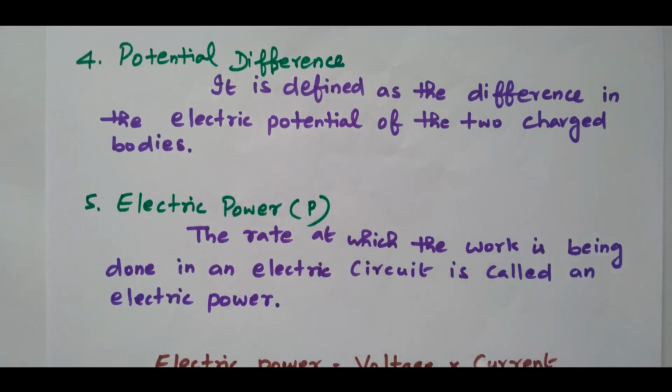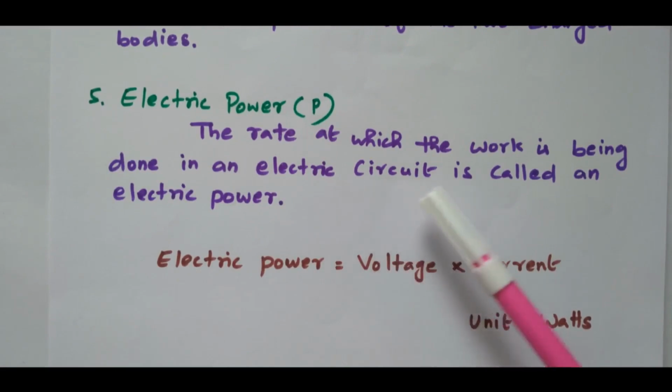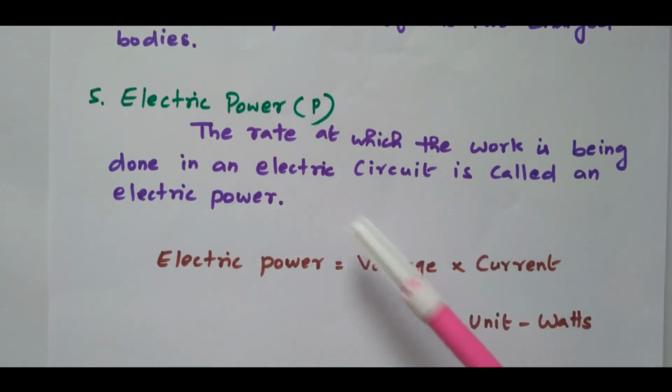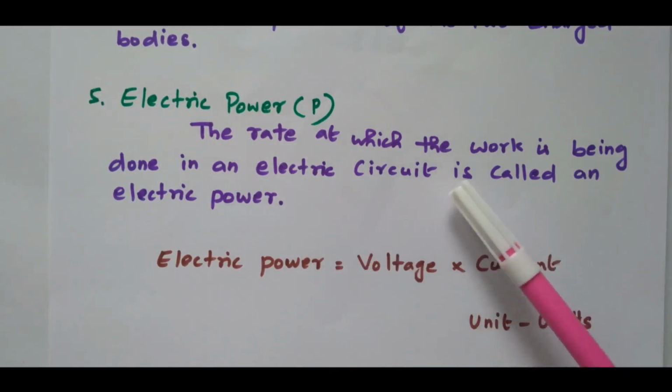Then we'll go to the power. What is the power? The rate at which the work is done in an electric circuit is called electric power. What is the rate? While applying any external force, the atoms are moving. So how many atoms are moving is nothing but electric power, right? The rate at which the work is done.